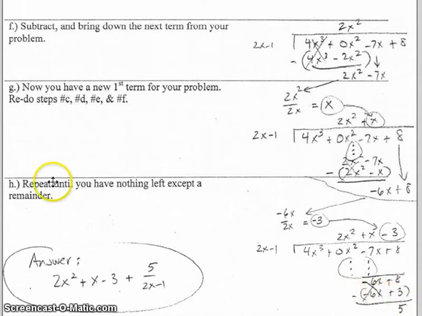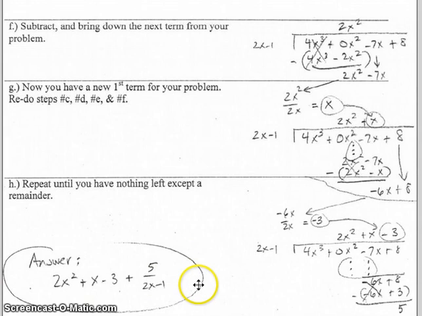At this point, as it says here, repeat until you have nothing left except a remainder. Well, how do you know that this is the remainder? The reason you know this is the remainder is because you have no more spaces over here to fill in. So you've got a remainder of 5. Your answer then became 2x squared plus x minus 3, as shown over here, plus your remainder. Your remainder was 5. 5 over 2x minus 1, over the number that you were dividing all along. That's the answer to this.